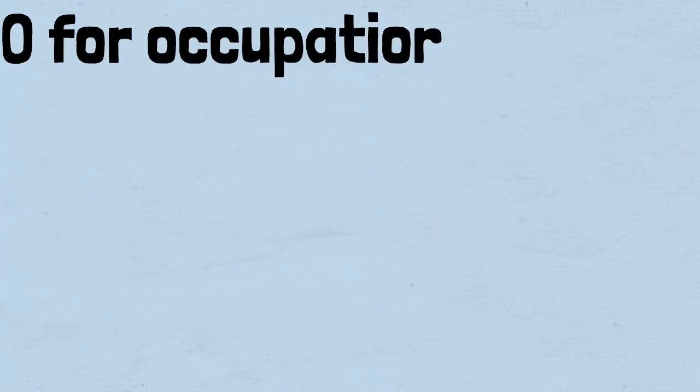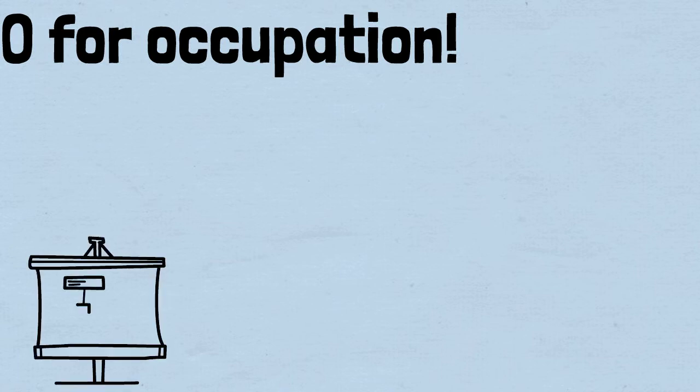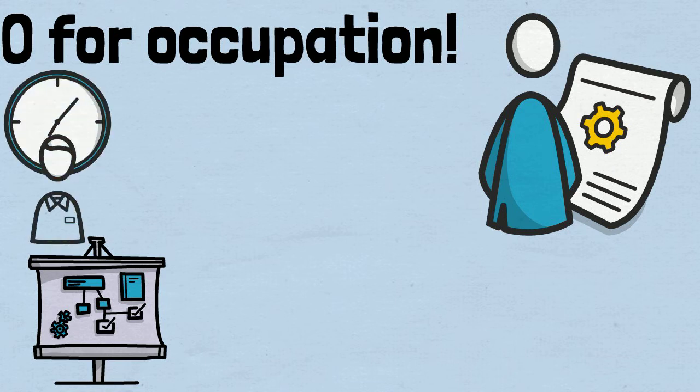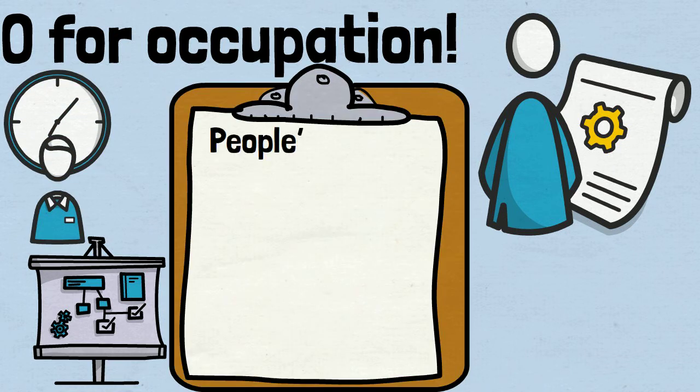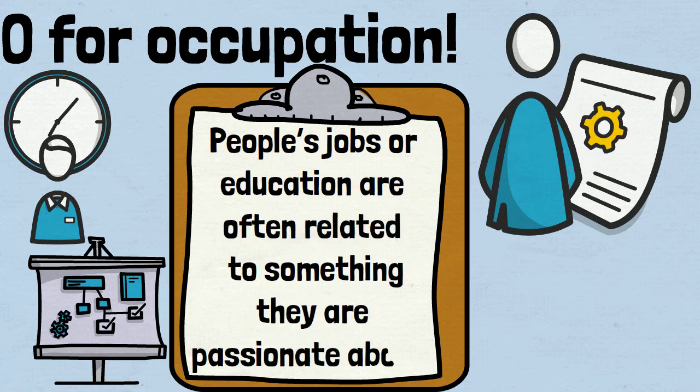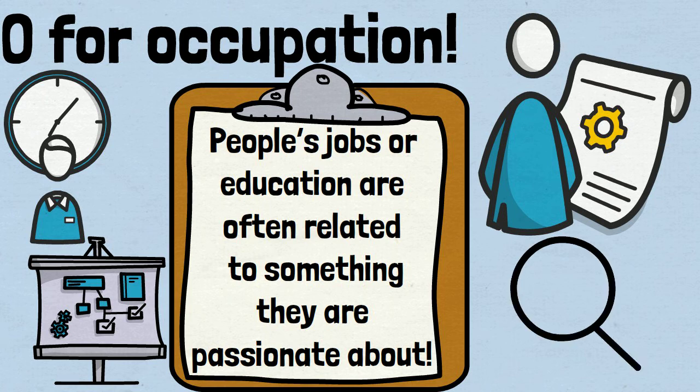O for occupation. One of the easiest topics to start a conversation on is work. Although in some cases, work is the last thing people want to talk about, most people have some form of occupation, and it's where they spend most of their waking hours. People's jobs or education are often related to something they are passionate about, so this can give you insight into what they are interested in.